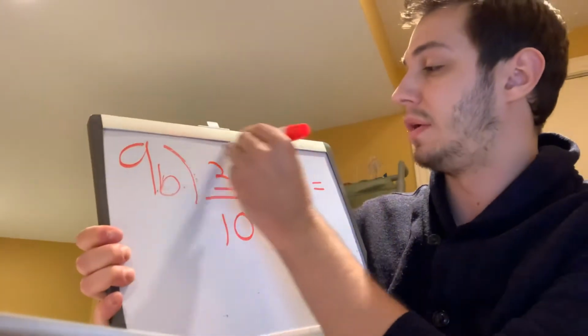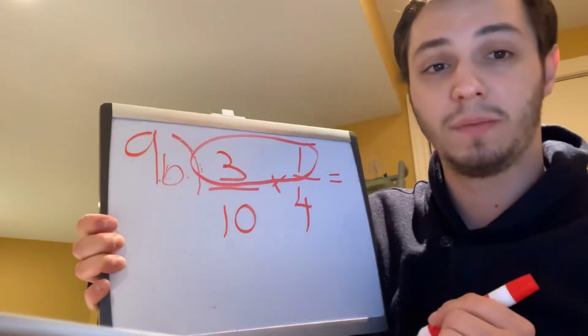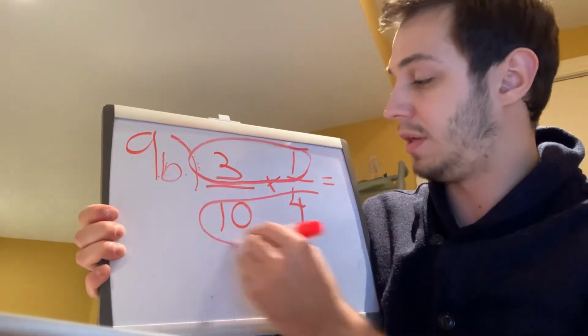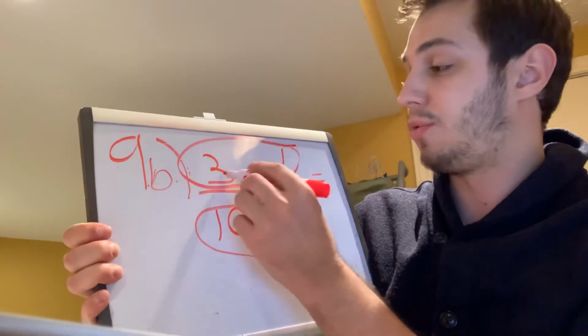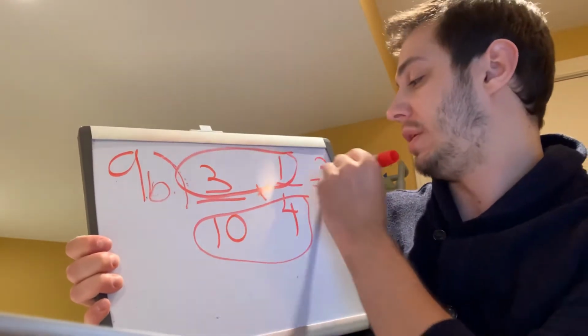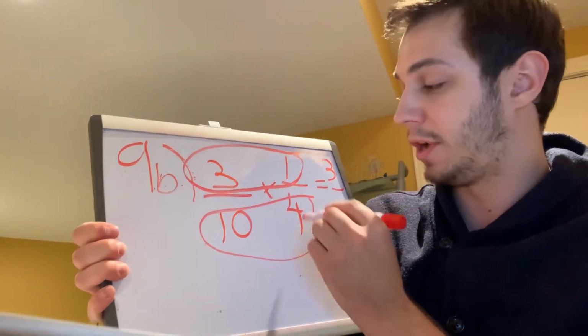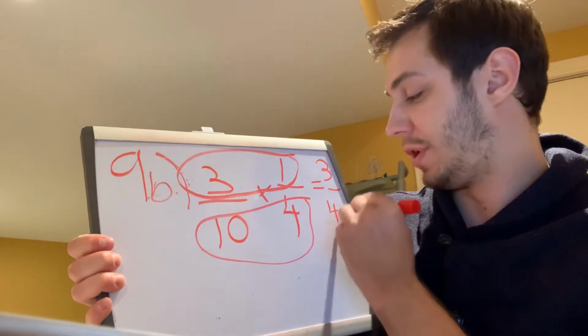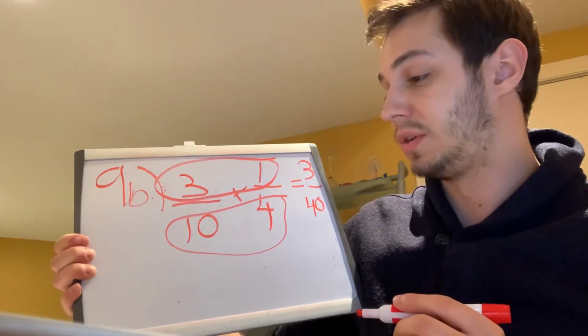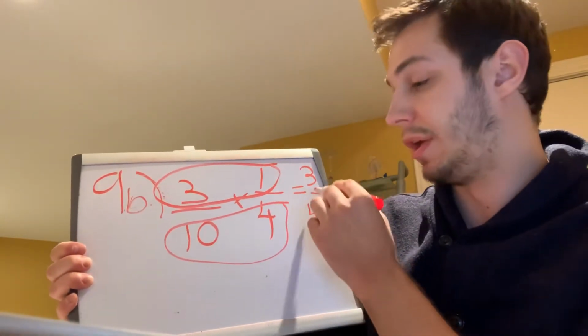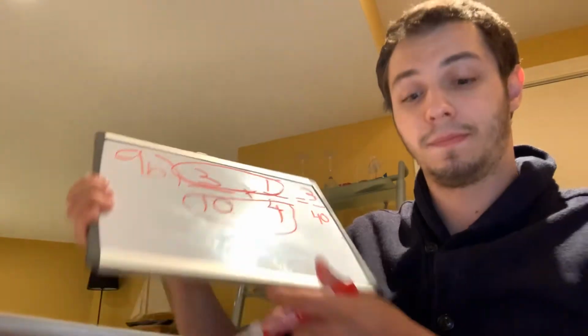Right? So I'm going to multiply the two top numbers together, and I'm going to multiply the two bottom numbers together. 3 multiplied by 1 is 3. 10 multiplied by 4 is 40. So your answer will be 3 over 40.